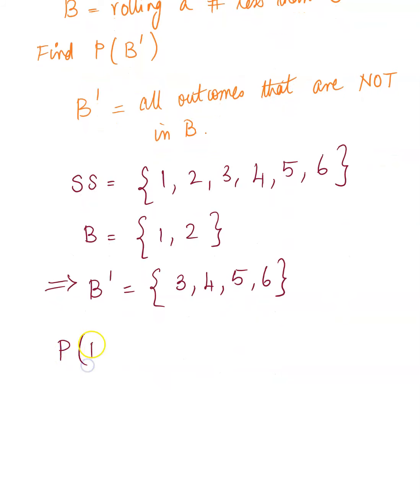Therefore, probability of B prime would be 4 outcomes divided by sample space which has 6 outcomes, which is 2 over 3. Right? So that is your probability of B complement.